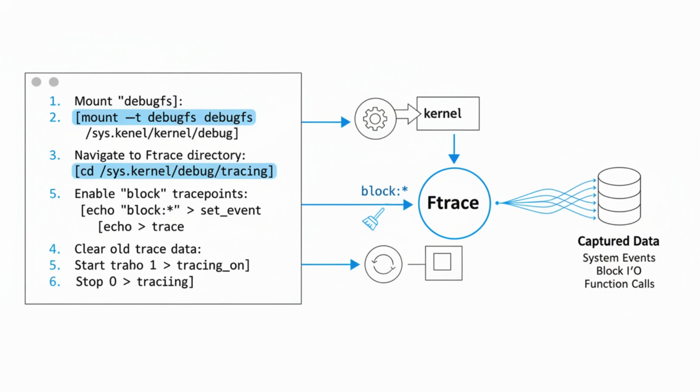If you wanted to be more specific, you could enable individual events like block_rq_issue and block_rq_complete separately. Before you start tracing, it's good practice to clear any old trace data with echo > trace. Then, to begin capturing data, simply enable tracing with echo 1 > tracing_on. Once your workload or issue has been observed, disable tracing using echo 0 > tracing_on to stop data collection. These steps provide a solid foundation for capturing valuable I/O latency data directly from the kernel.